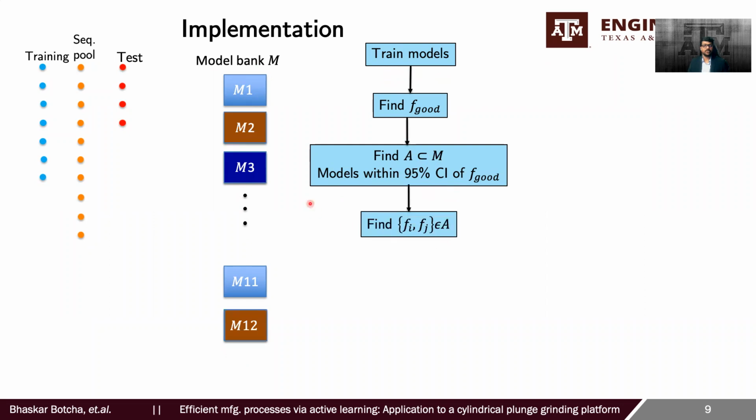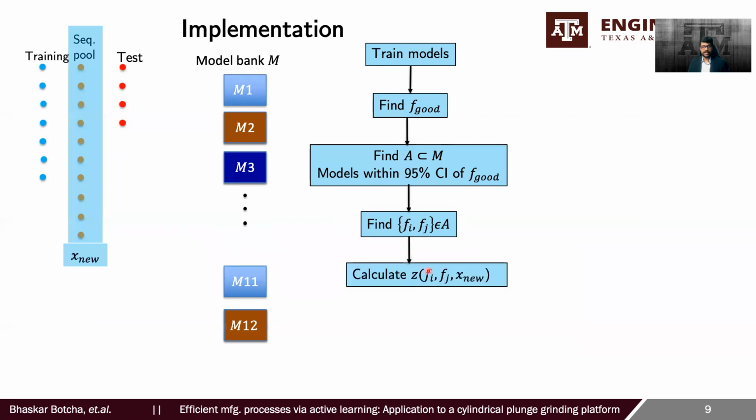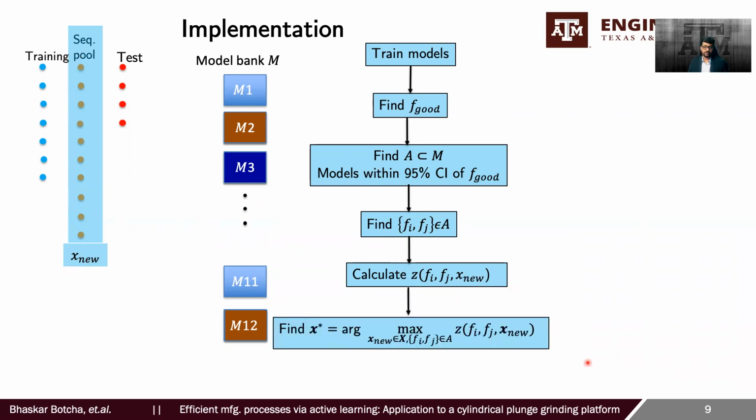And the next point, we find two sets of models, between any two pairs of models, Fi and Fj, within this subset A. We find the prediction deviation, which we defined as the maximum deviation between any sets of models, at all these locations X new, which are taken from this sequential pool. So we find this particular X star, which is a point where the prediction deviation is the maximum, where X new belongs to the sequential pool X, and Fi and Fj belong to this subset A.